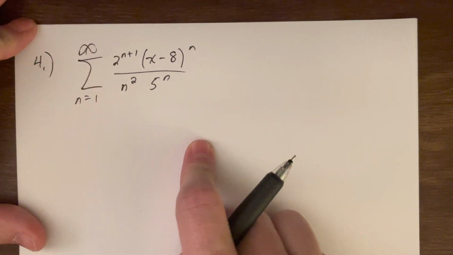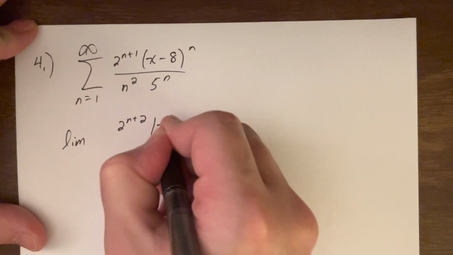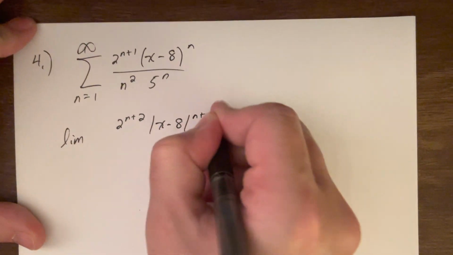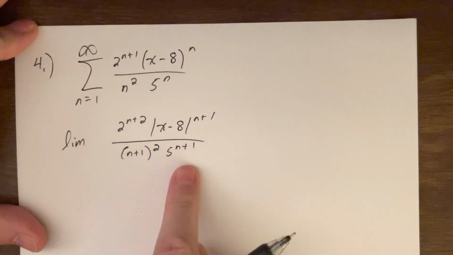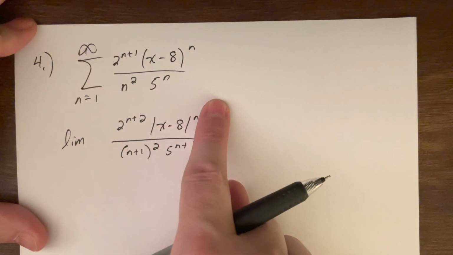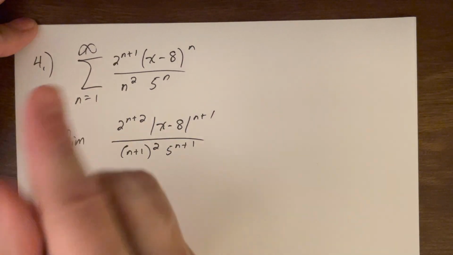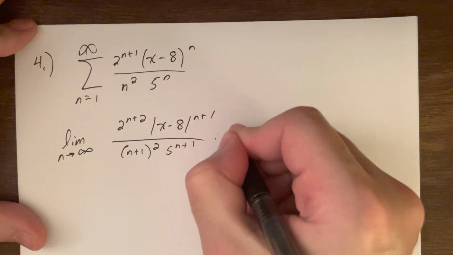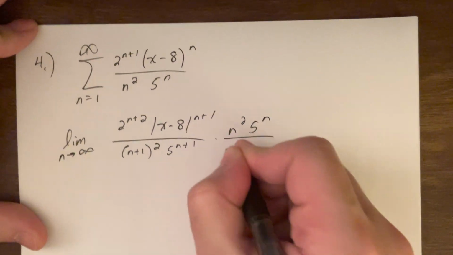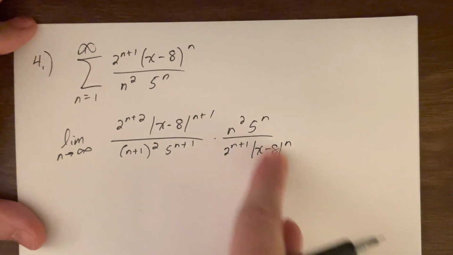So I'm going to use a ratio test one more time. 2^(n+2), absolute value of (x - 8)^(n+1), (n+1)^2, 5^(n+1). That is the absolute value of the (n+1)st term. I already cleaned up the n+1 terms a little bit and got my absolute value where it was still necessary. Divided by a sub n, so times the reciprocal. But still need the absolute value on the x term.